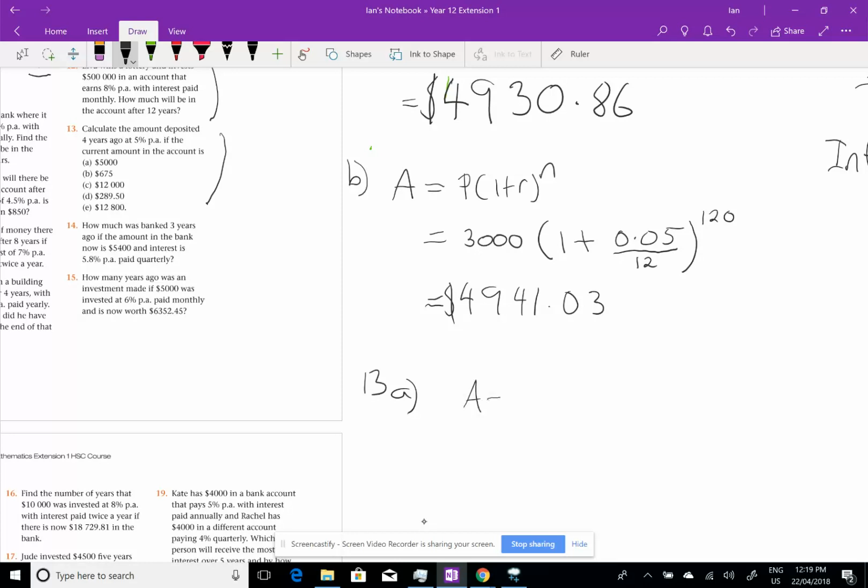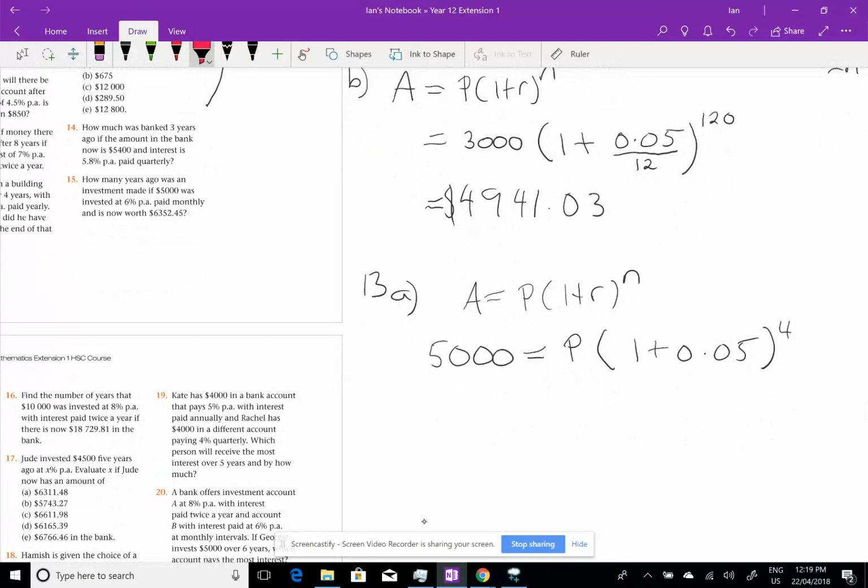So I'm going to write my formula. Now there's 5,000 in there, so A is 5,000. P is what I want to find. The interest rate, now they've made it really easy for me because the interest has been, if they don't say anything, it's been calculated yearly. So 1 plus 5%, 0.05, to the 4.